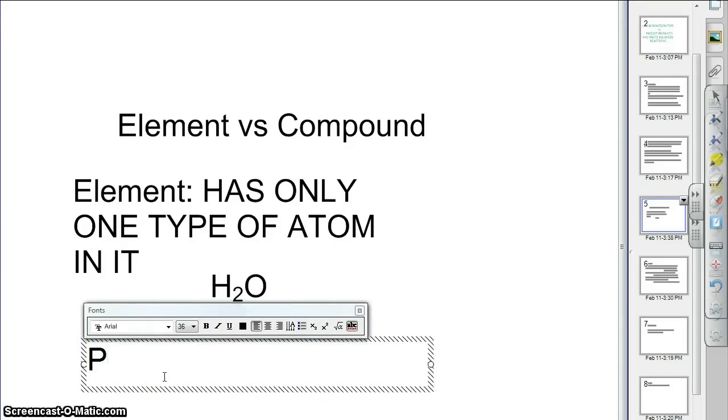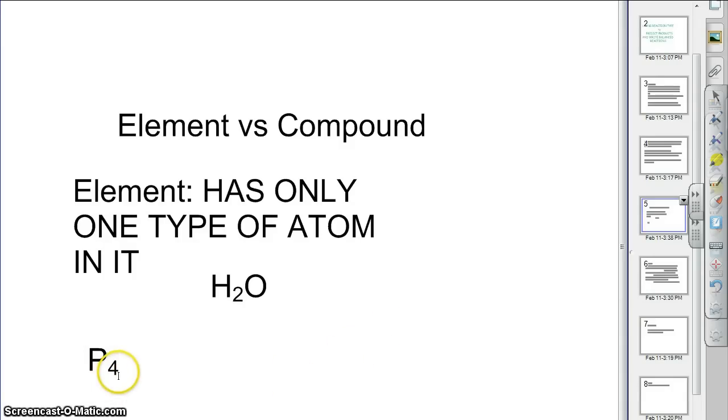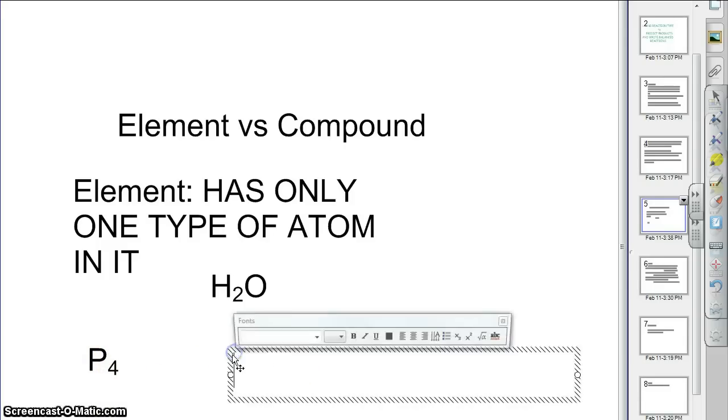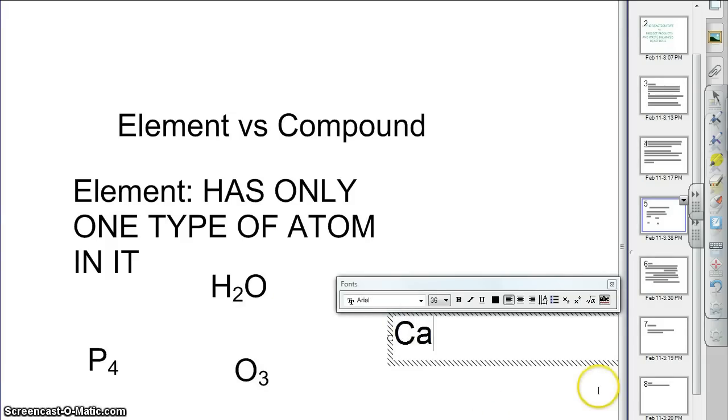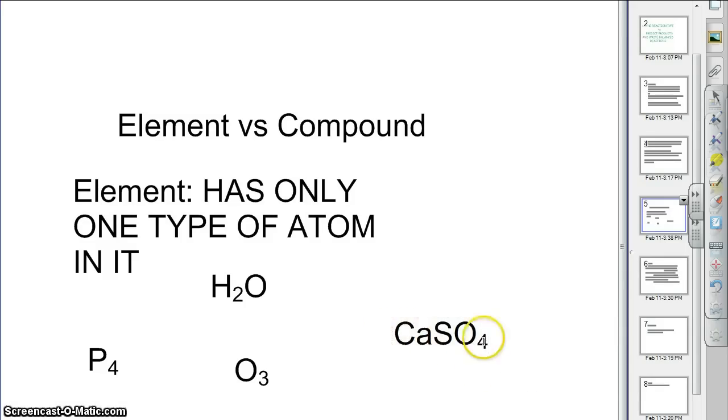If, however, I had P4, it doesn't matter what it is. It matters that it doesn't have more than one kind of element in it. It has 4 atoms in it, but they're all the same kind. So that would be phosphorus. That's an element. Another example would be O3. You say, why is that O3? Why isn't it O2? Oxygen's a Hofbrinkel. Well, sometimes it's O3. That's ozone. But if you were given O3, you would know that is an element because there's only one kind of thing. Whereas if I were to give you calcium sulfate, now we have more than one kind of atom.